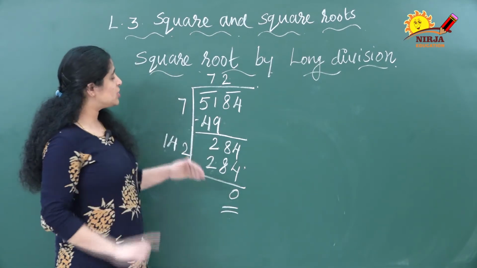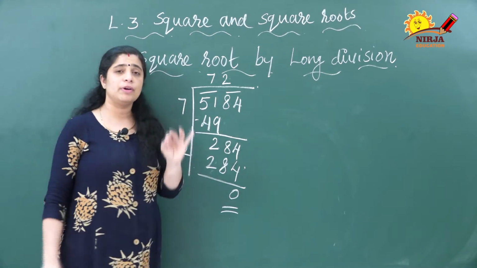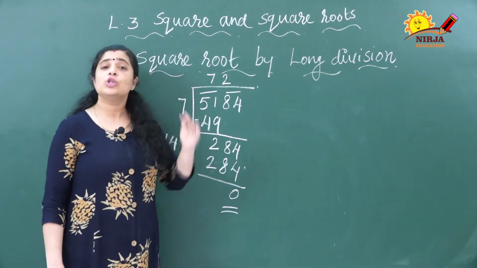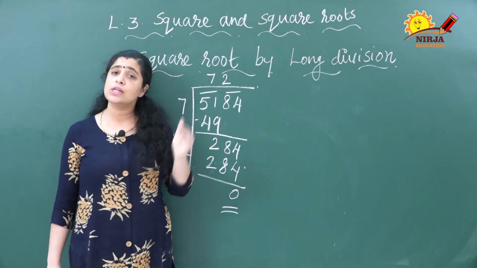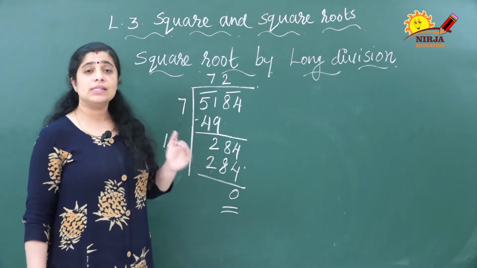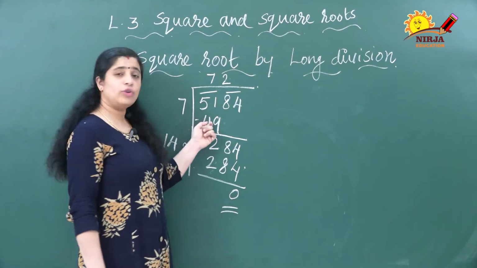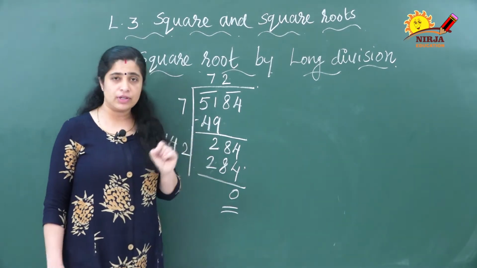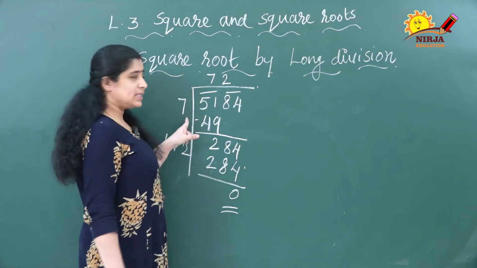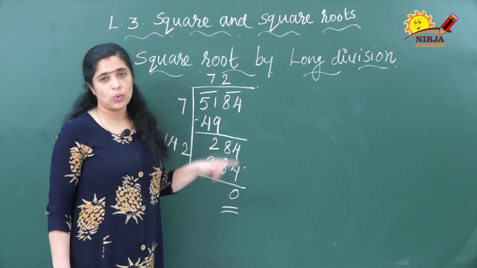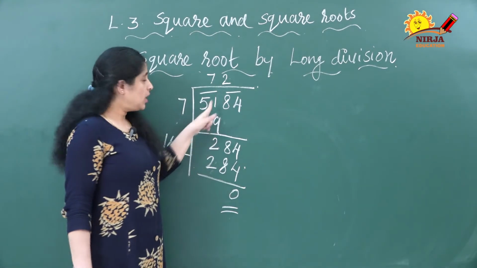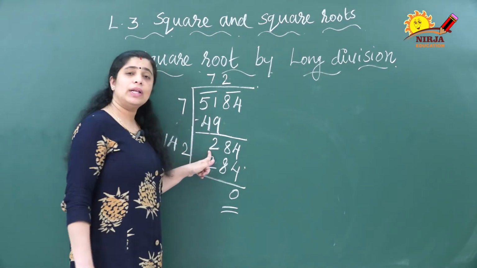So you have to check whether the given number is a perfect square or not. You know that 51 is not a perfect square. So you have to find a number nearest to that 51 that is a perfect square. So you know that 49 is the nearest number to 51 and it is a perfect square also. So we will take 7 because 7 is the square root of 49. So 7 sevens are 49. When you do the subtraction, you will get 2.